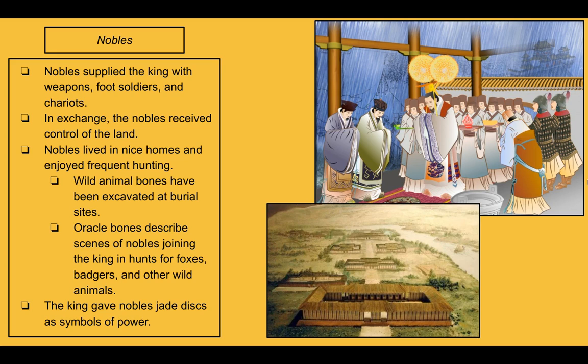Nobles lived in nice homes, like you can see here, and enjoyed frequent hunting. So wild animal bones have been excavated or dug up at burial sites. And then oracle bones also describe scenes of nobles joining the king in hunts for animals like foxes, badgers, and other wild animals. And then the king also gave nobles jade discs as symbols of power.